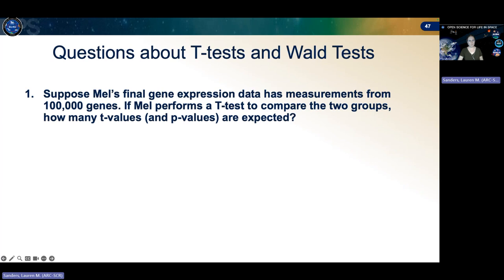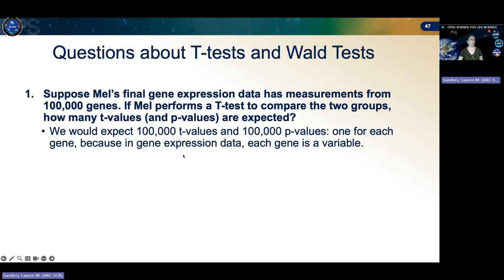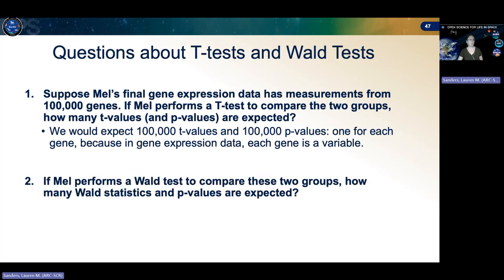So going over some questions about these statistical testing methods. If MEL's final gene expression data has measurements from 100,000 genes and a t-test is performed to compare the two groups, how many t-values and p-values are expected? Well, since we are testing 100,000 genes and each gene is a variable, we're testing that same hypothesis for each gene. We're testing the hypothesis that that gene is differentially expressed between two groups. We would expect 100,000 t-values and 100,000 p-values.